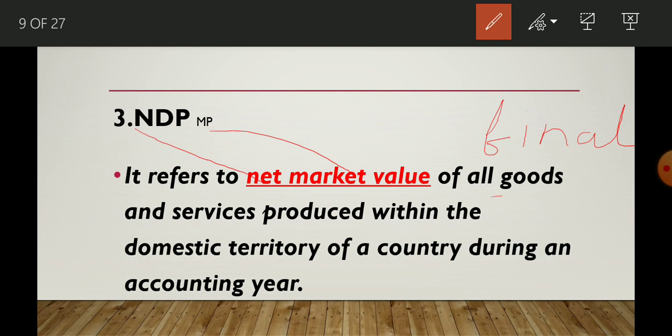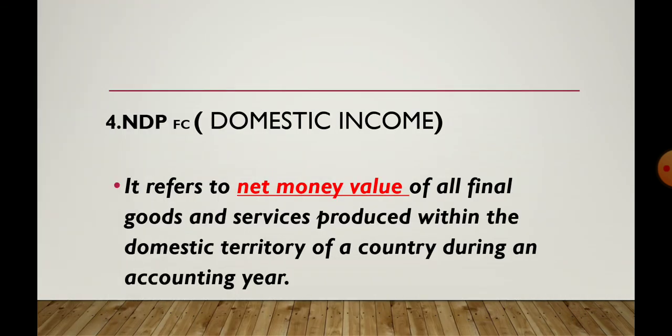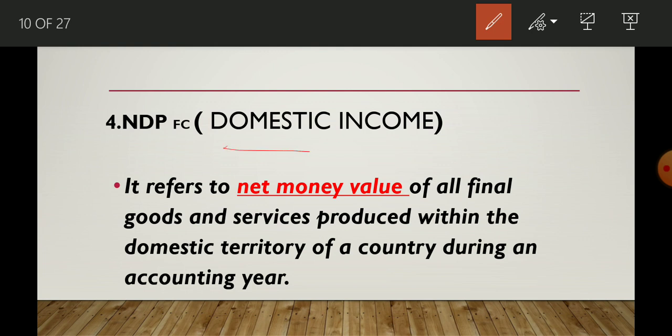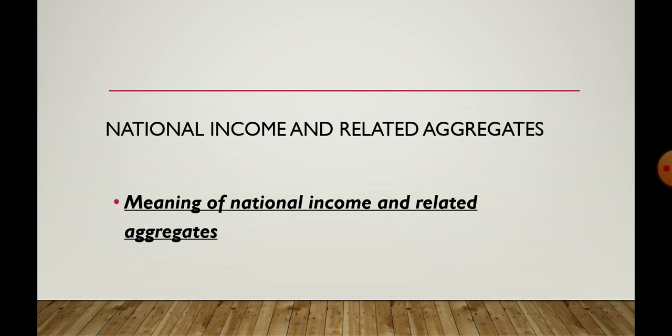Okay, so it refers to net market value of all final goods and services. Next, NDP FC. NDP FC is also known as domestic income. N for net and FC for money value. It refers to net money value of all final goods and services produced within the domestic territory of a country during an accounting year. Now, I think all four aggregates, you are able to write their meaning.